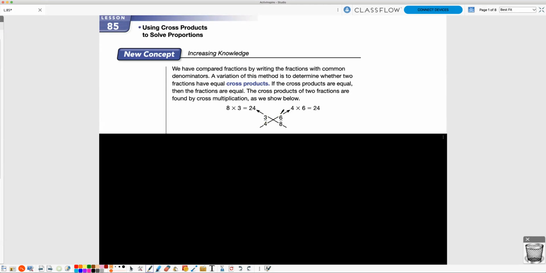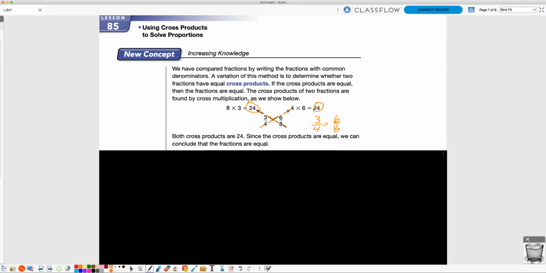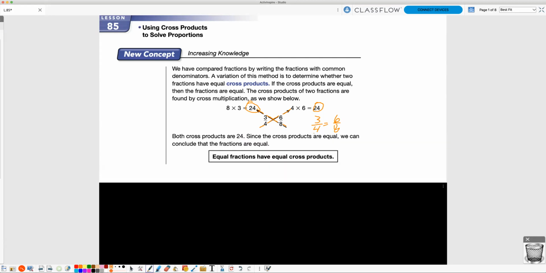So if you have 3/4 and 6/8, you can see that they are equal fractions because 4 times 6 equals 24 and 8 times 3 equals 24. The cross products are equal, therefore 3/4 is an equivalent fraction to 6/8. Equal fractions have equal cross products. So that's one way to test whether they're proportionate or they're equal fractions.